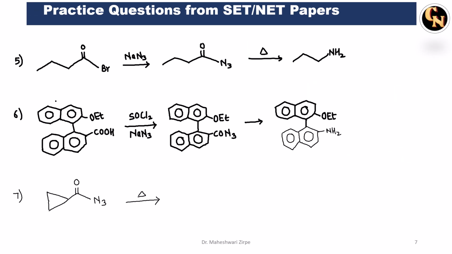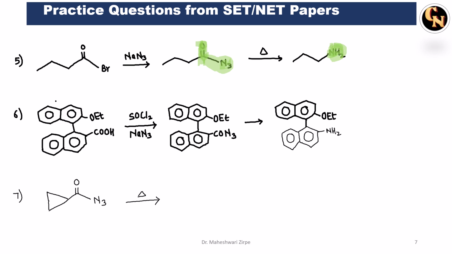There are a few more which were asked in the CSIR-NET exam, that you can see here: CH3, CH2, CH2, C double bond O, Br. So it is acyl bromide. Then sodium azide is on the arrow. So you will find that the acyl bromide has been converted into acyl azide, and then it simply converts into your amine using the Curtius rearrangement reaction.